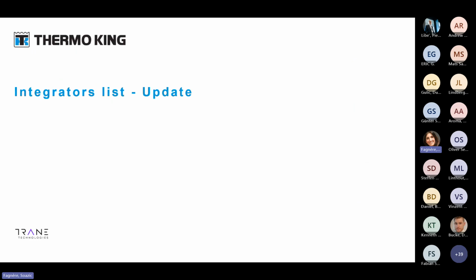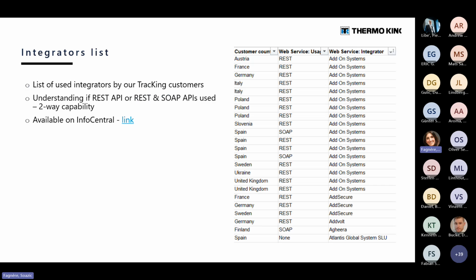I don't want to spend too much time on that because I already discussed it during the June monthly call. It's just a reminder that you can find on Info Central the list of integrators that are used by our customers at today. This is per country. You can do a filter on country as well. And you can also understand if that integrator has the REST API or the two of them, REST and SOAP. So basically, if it's only REST, then it's just one way. It means that this integrator is not providing the two-way communication capability to its customers via its platform. If you see REST and SOAP, then it does provide the two-way communication.